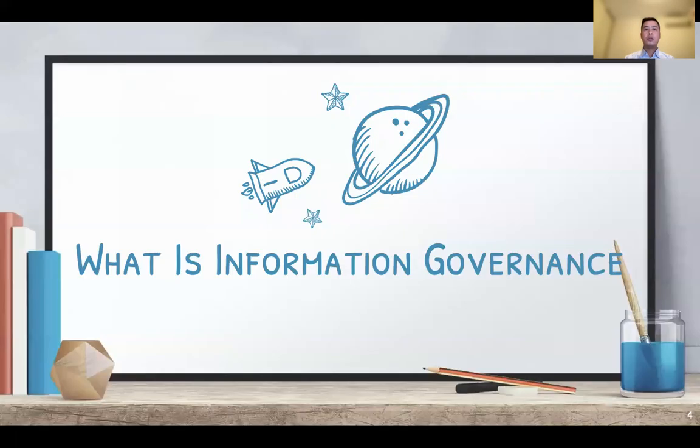The question in this slide is, what is information governance? Information governance is the development of a decision and accountability framework that defines capable behavior in the creation, valuation, use, sharing, storage, archiving, and deletion of information. This includes data lifecycle management, data governance, and information management.